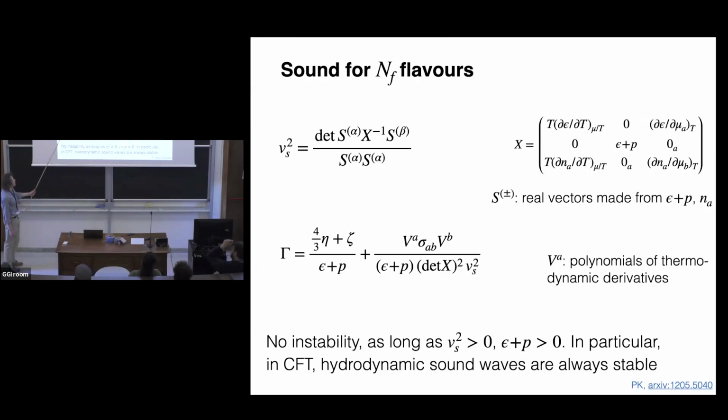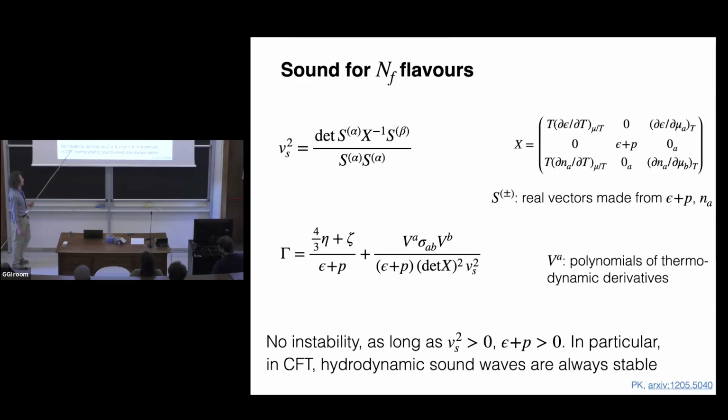For the sound damping coefficient, you can write it in this way: shear and bulk viscosity, E+P, the determinant of this matrix squared, speed of sound squared, and then you have sigma, the conductivity matrix, contracted with some vectors which are polynomials of thermodynamic derivatives. I'm not telling you what they are. It's very easy to write down these vectors, I'm just not writing them down to clutter the slides. But if you look at it like this, sigma is a positive definite metric. So the numerator is always going to be positive definite if the entropy production is positive, and so this is always positive definite regardless of whether you have thermodynamic stability or not.